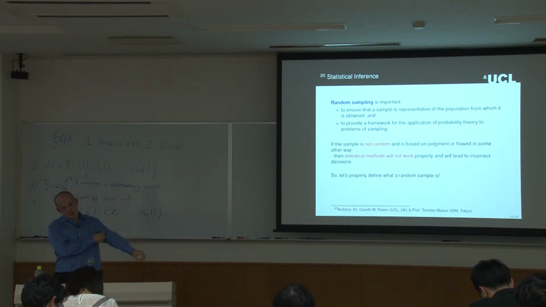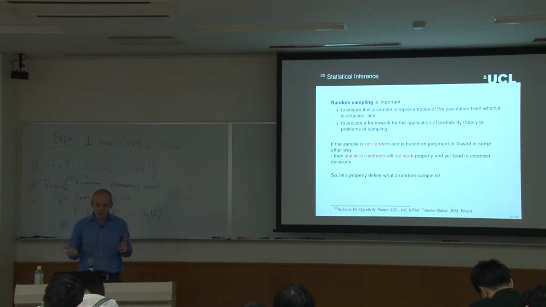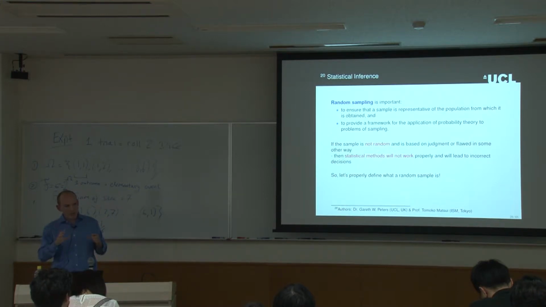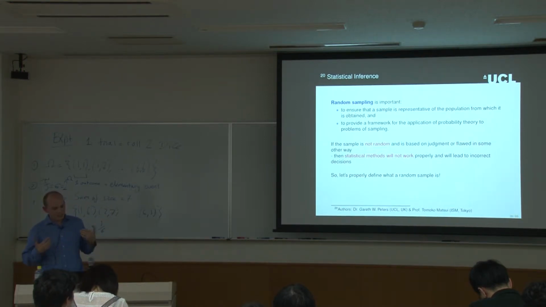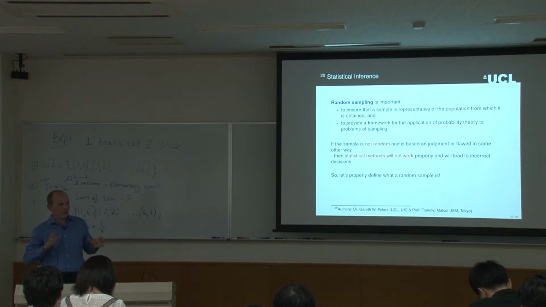So first we should note that random sampling is very important. We want to ensure that the data we collect, our sample, is representative of the whole world population, and therefore we want to provide a framework for the application of probability theory to this problem of sampling. Of course, if the sample is not random, then all of our hypothesis testing and decisions based on our sample are flawed in some way, and may lead to some incorrect decisions.